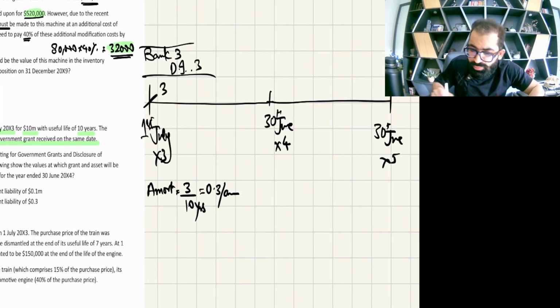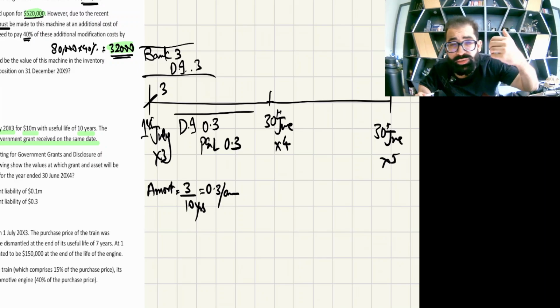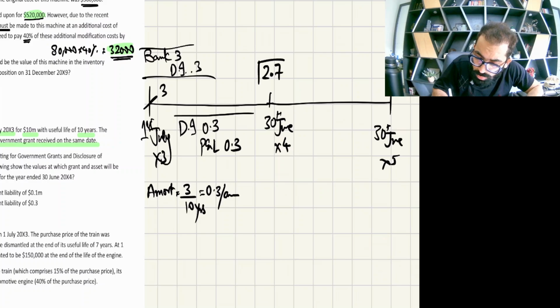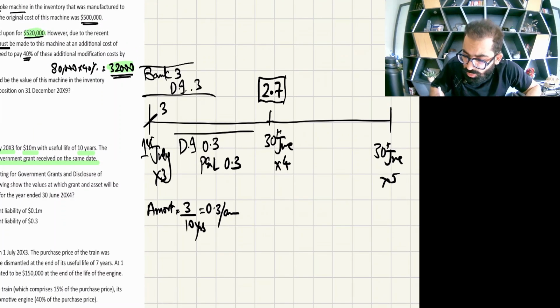So in this first year 0.3 will be amortized. We'll make the entry deferred income debit and P&L credit. So now 0.3 is already transferred to P&L. So 3 minus 0.3, your total liability, I repeat, your total deferred income is 2.7 at the year end. Now we have to show the breakup of current and non-current. So next year 0.3 will again amortize.